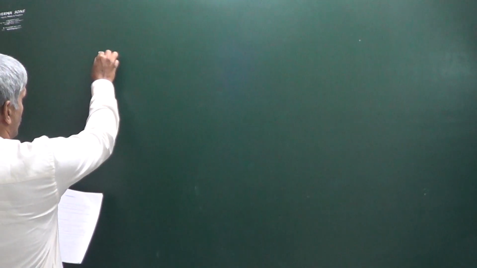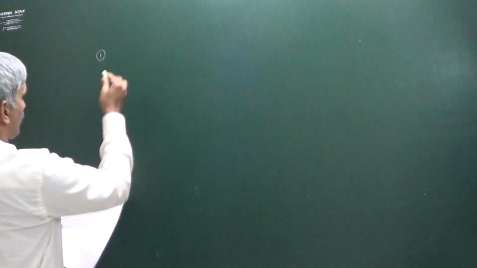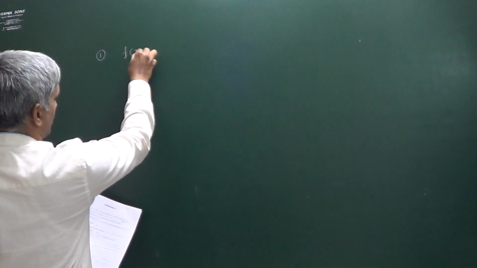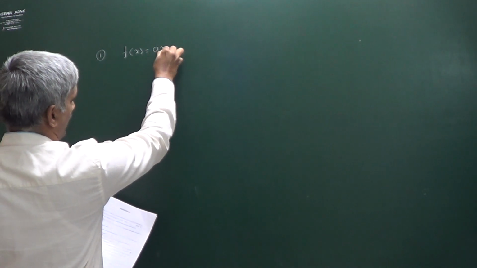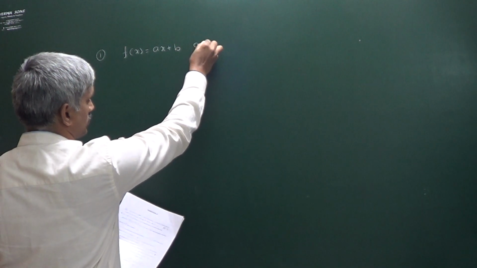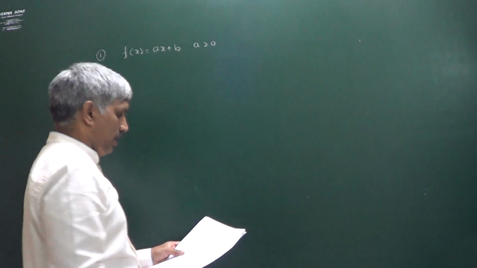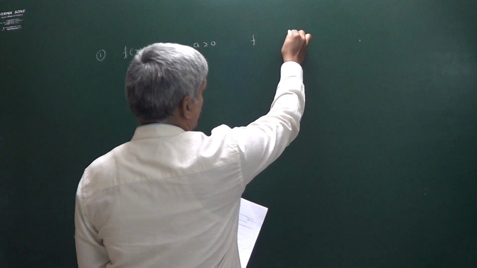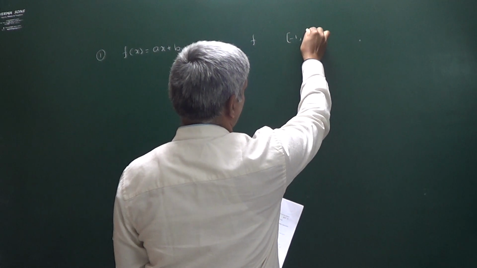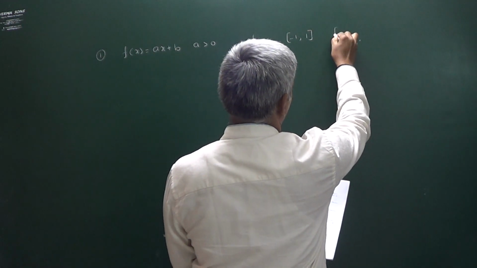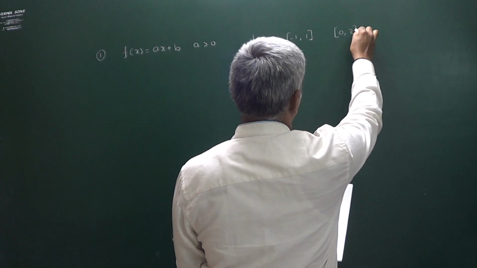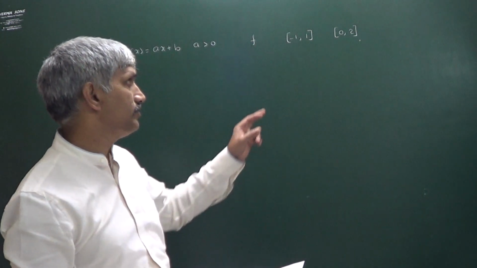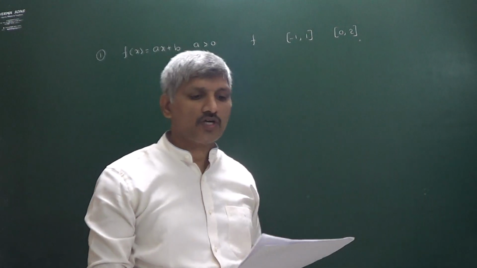Hi dear students, in this class I want to discuss a few questions based on functions and inverse trigonometric functions. So this is the question. The question is given in such a way: f of x is equal to ax plus b, and also given a is greater than 0. F is defined from the closed interval [-1, 1] to the closed interval [0, 2]. F is an onto function from [-1, 1] to [0, 2].